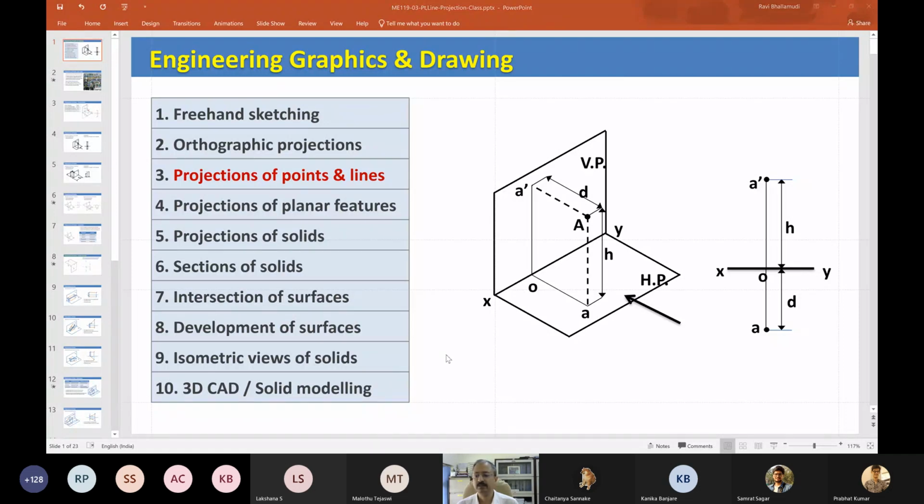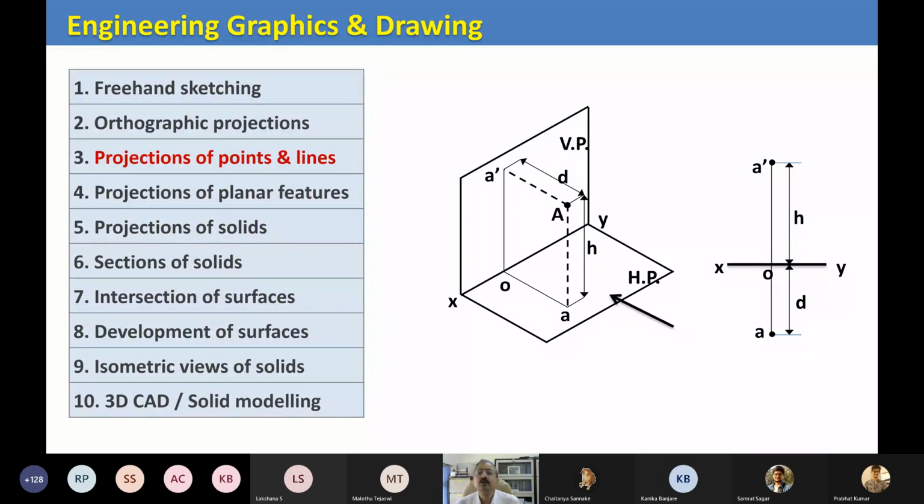Too many interruptions again. Let me know if you're able to see the full screen now, hopefully. Yes, sir, it's visible. All right, so let's go.